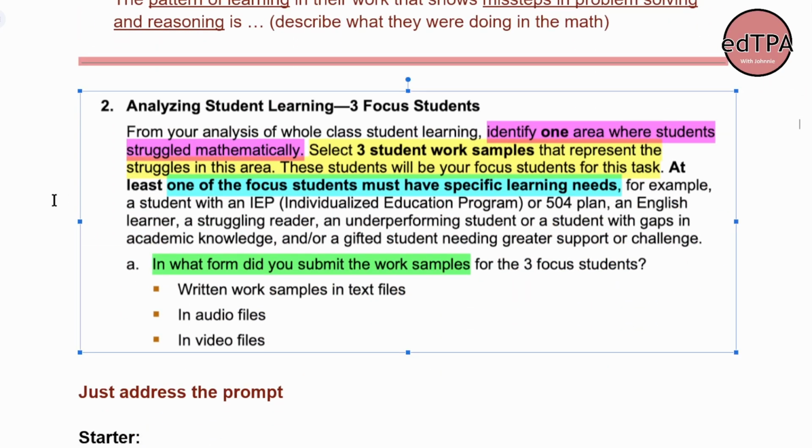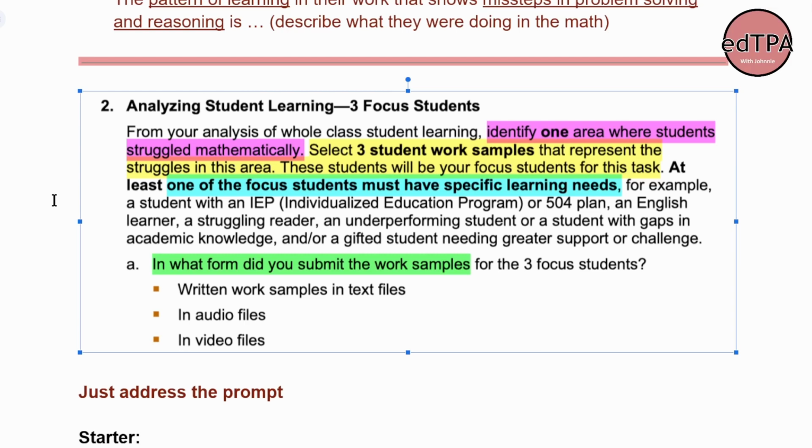So let's look at 2, analyzing student learning, 3 focus students. From your analysis of whole class learning, identify one area where students struggled mathematically. Select 3 student work samples that represent the struggles in this area. These students will be your focus students for this task. At least one of the focus students must have specific learning needs, and examples are IEP, 504 plan, English learner, underperforming student, gaps in academic knowledge, or student needing greater support or challenge.